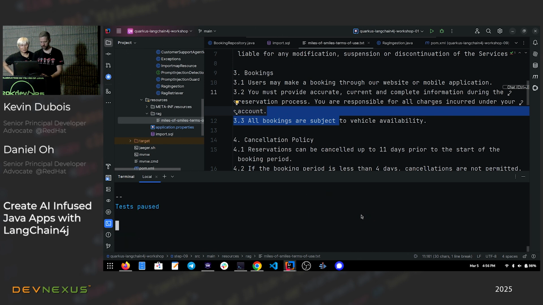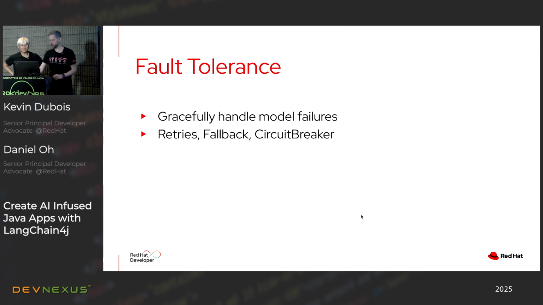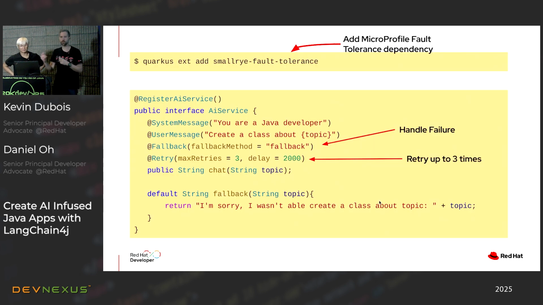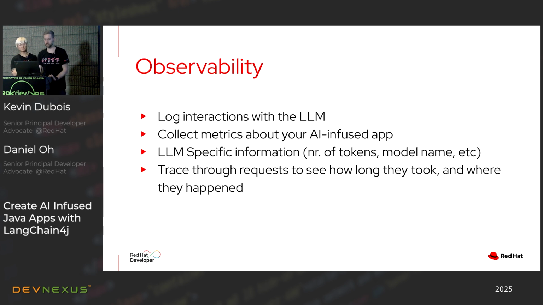All right, okay, we're going to go back to the slides. Let's go a little bit quicker. So I kind of showed the fault tolerance here as well in the annotations. You can add a fallback method in case something goes wrong with calling the LLM. You can add retries. So basically, with Quarkus, you just add the fault tolerance SmallRye extension, which is based on the MicroProfile specification, the same way that you would add a fallback to REST calls.